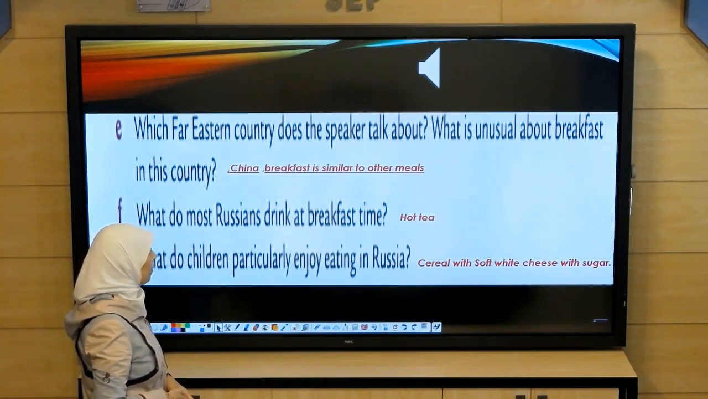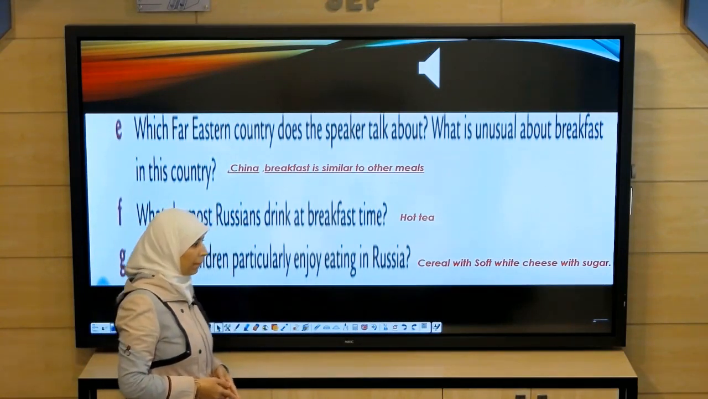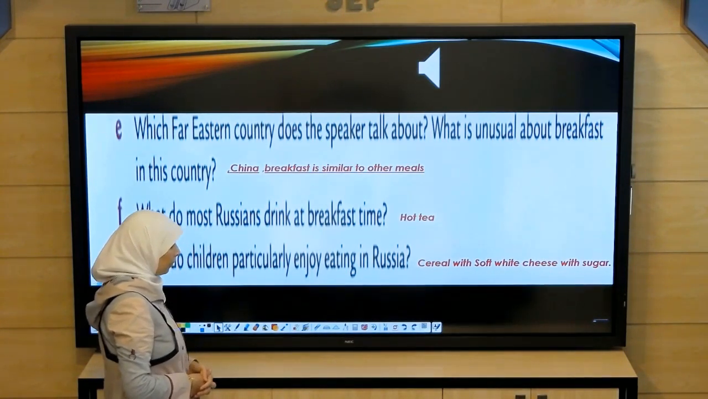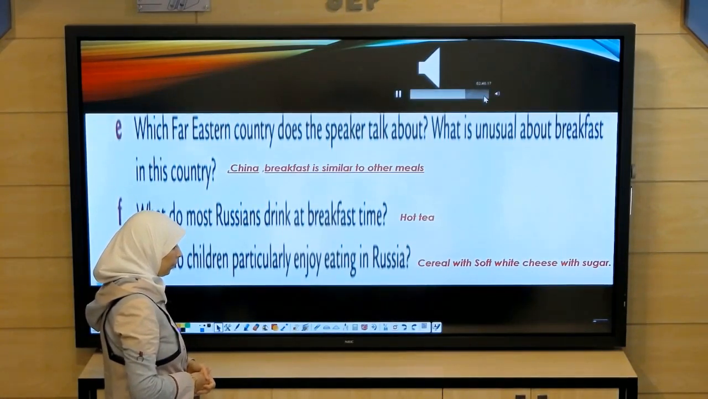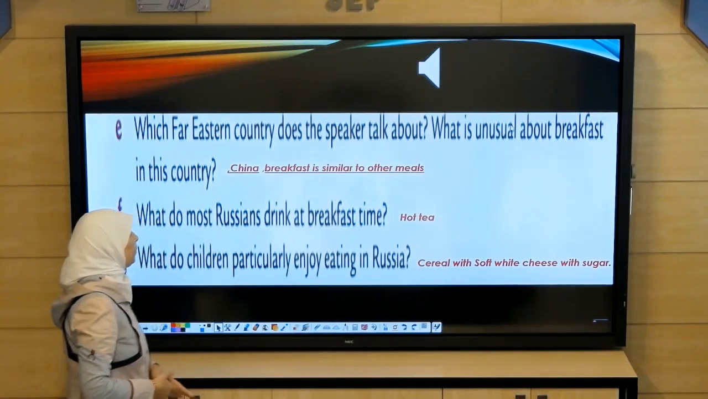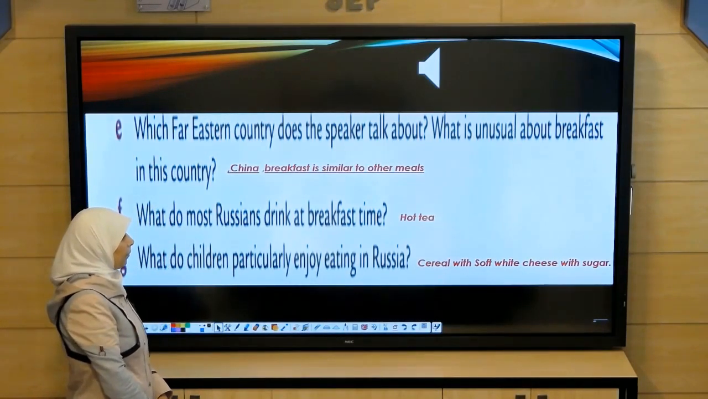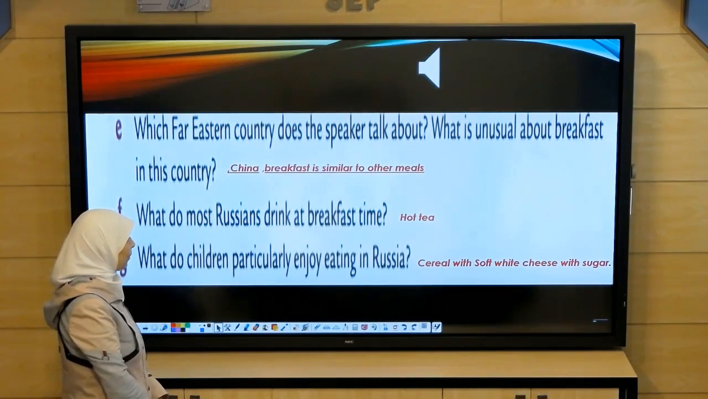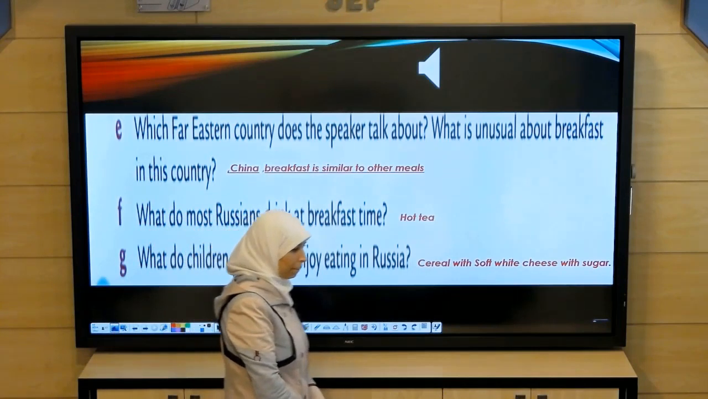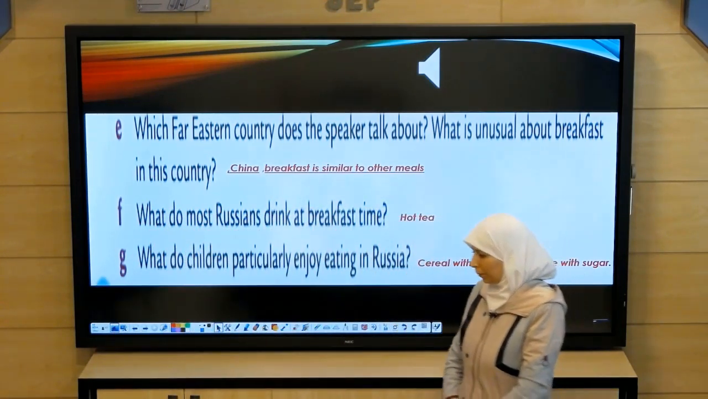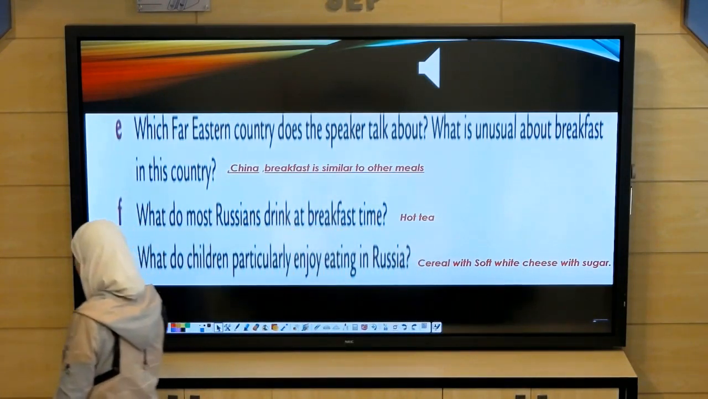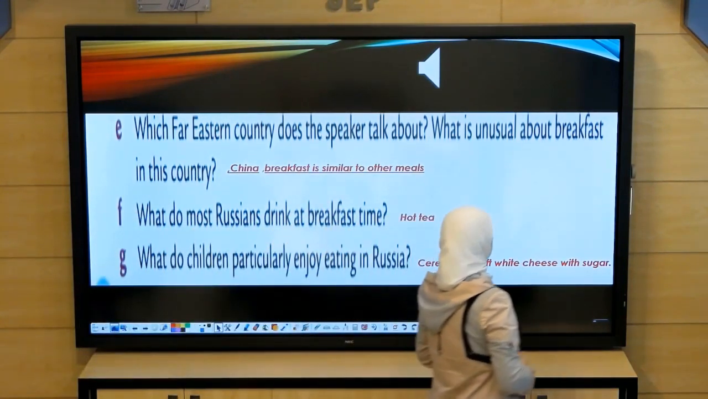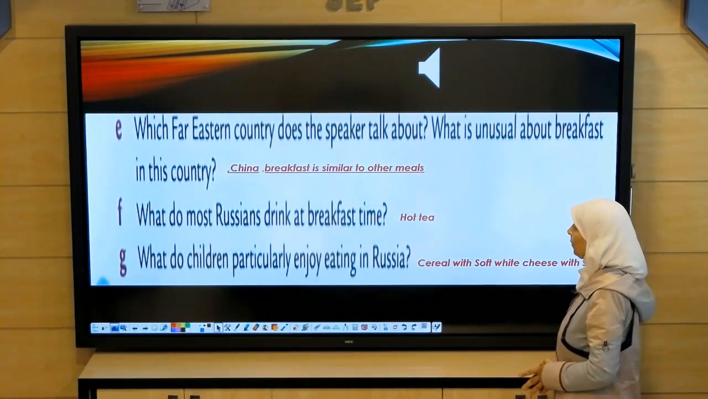In many Far Eastern countries, for example China, people's breakfast is very similar to their other meals, lunch and dinner. This is mainly rice with meat or fish and a few vegetables. The Chinese drink tea all day, but not usually with meals. In Russia, hot tea is more popular than coffee at breakfast time. Russians eat different kinds of bread, often with sausages and fried eggs. Children like cereal, which they eat with a soft white cheese and sugar. These are just a few of the different foods people across the world eat for breakfast. Which of these foods do you know? Which would you like to try?